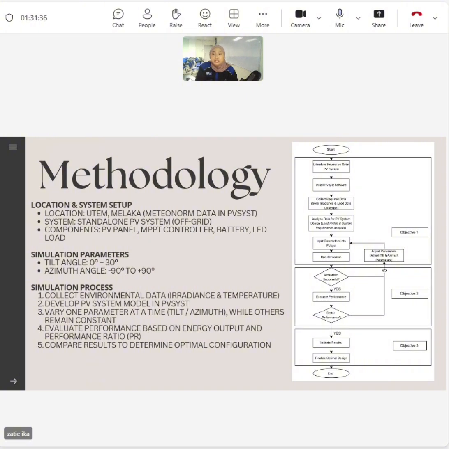For simulation process, I change one parameter at one time while others remain constant. Then I evaluate based on energy output and performance ratio. At the end, I compare the result to find the most optimal angle for maximum energy.